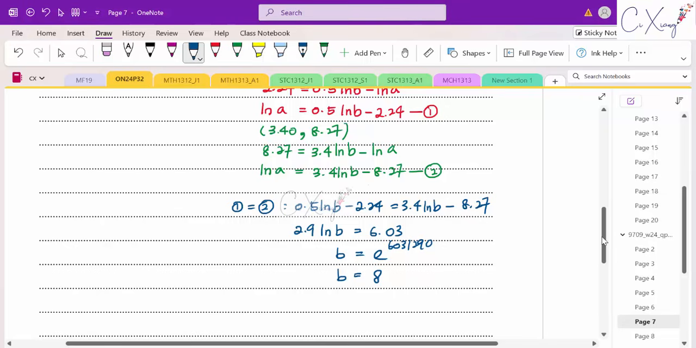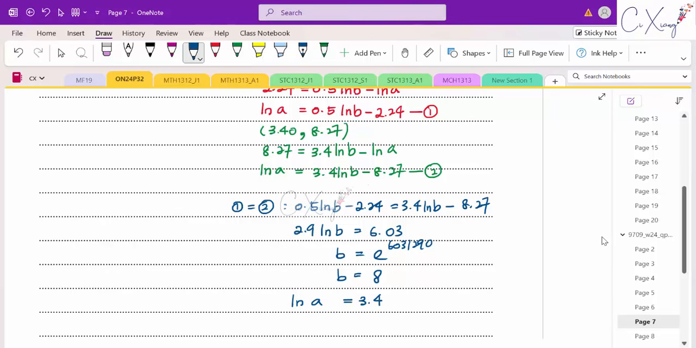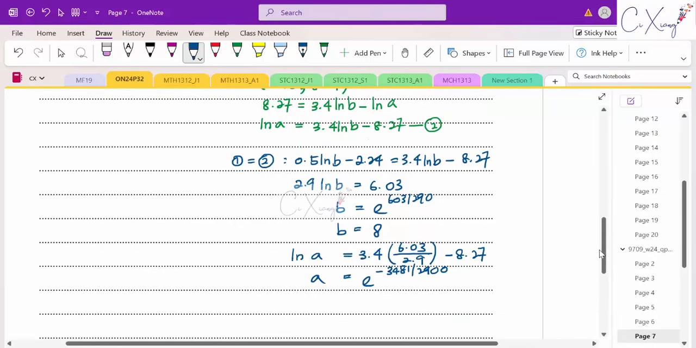Alright, then after that, you can get the value for a. So ln a is equal to 3.4 ln b. So ln b, I will substitute it as 6.03 over 2.9. Then minus 8.27. So to get the value of a, it is e power negative 3481 over 2900. Then from here, my a, if I correct it to one decimal place, it should be 0.3.